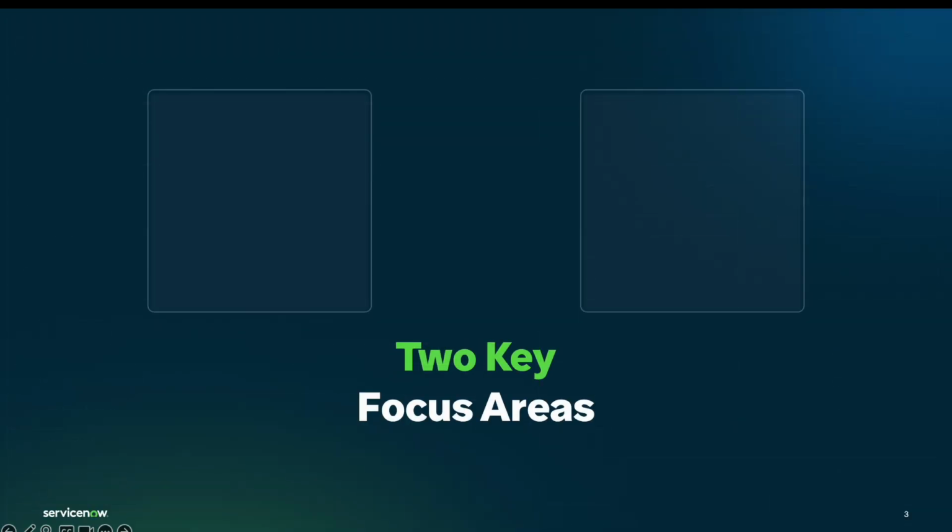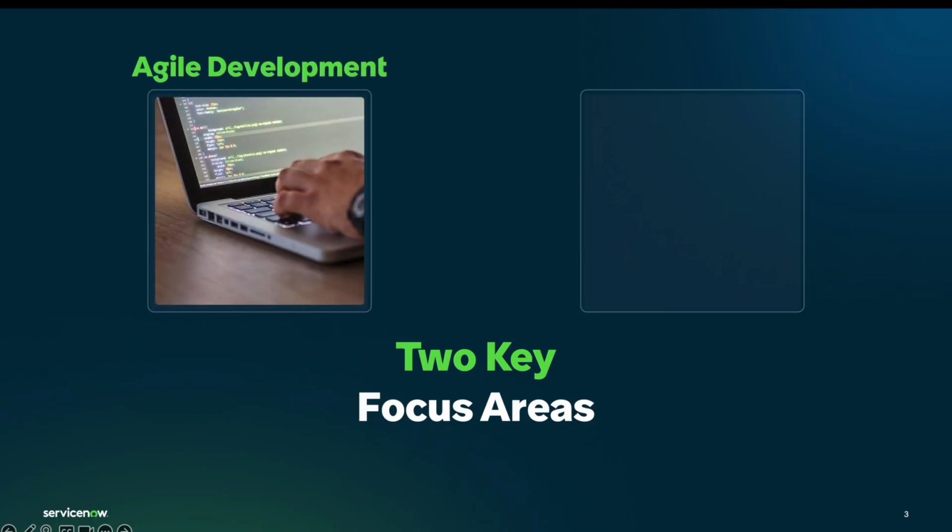So here we're going to focus on the two key focus areas, which are first going to be agile development, right? So agile development integrates team level agile execution with enterprise wide strategic planning, enabling organizations to manage and track scrum programs, SAFe, hybrid projects, all within direct alignment with their overall portfolio goals.